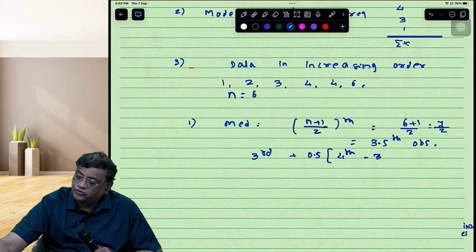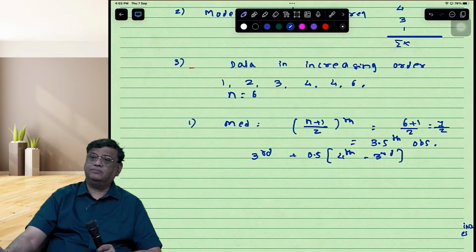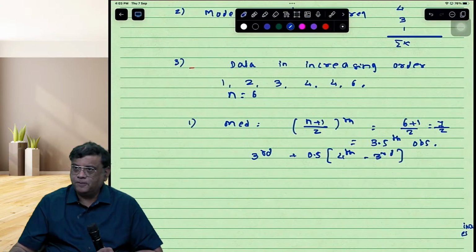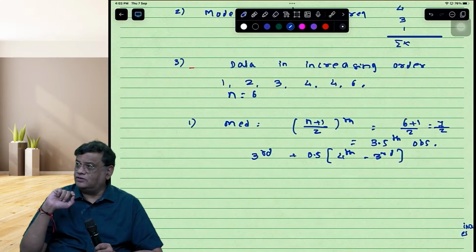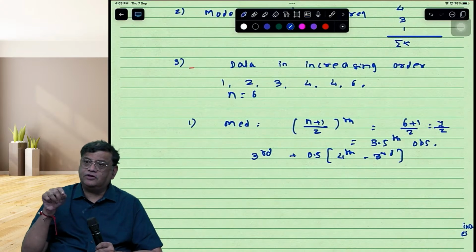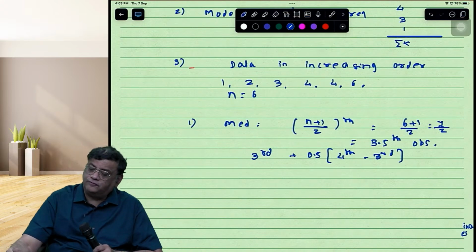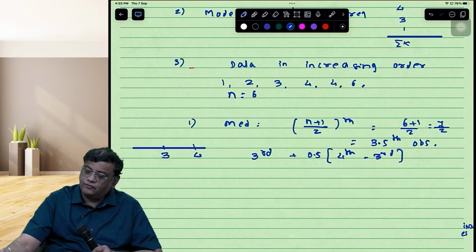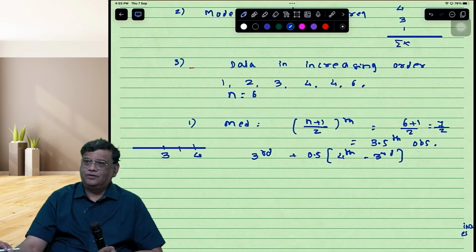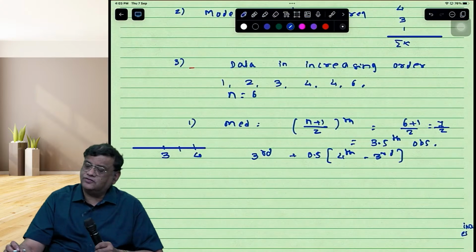First try to understand: what does 3.5 mean? Third is complete, and then 0.5, so we are between the third and fourth. I said 3.5 means the third is complete and then we are halfway between the third and fourth. So it is 0.5 into fourth minus third.